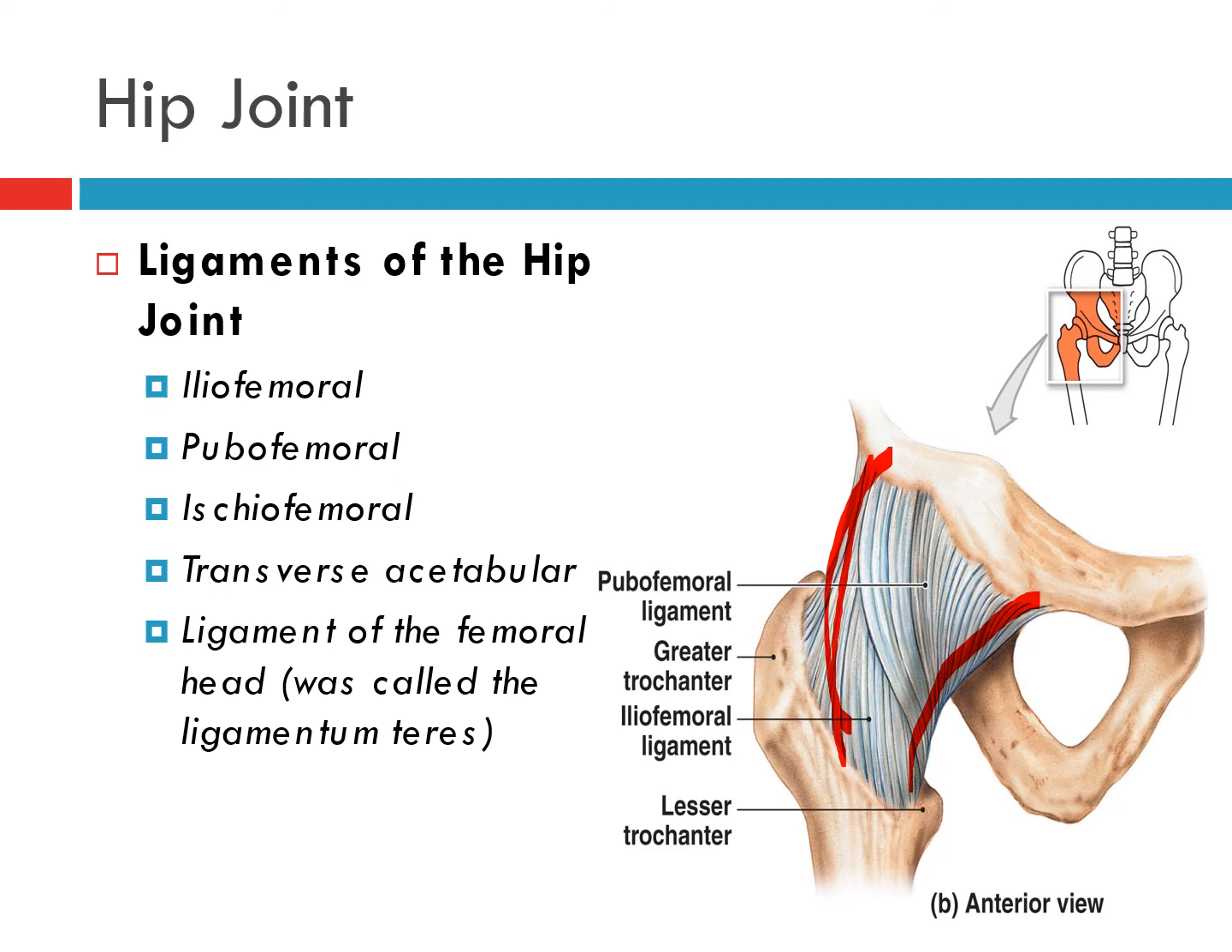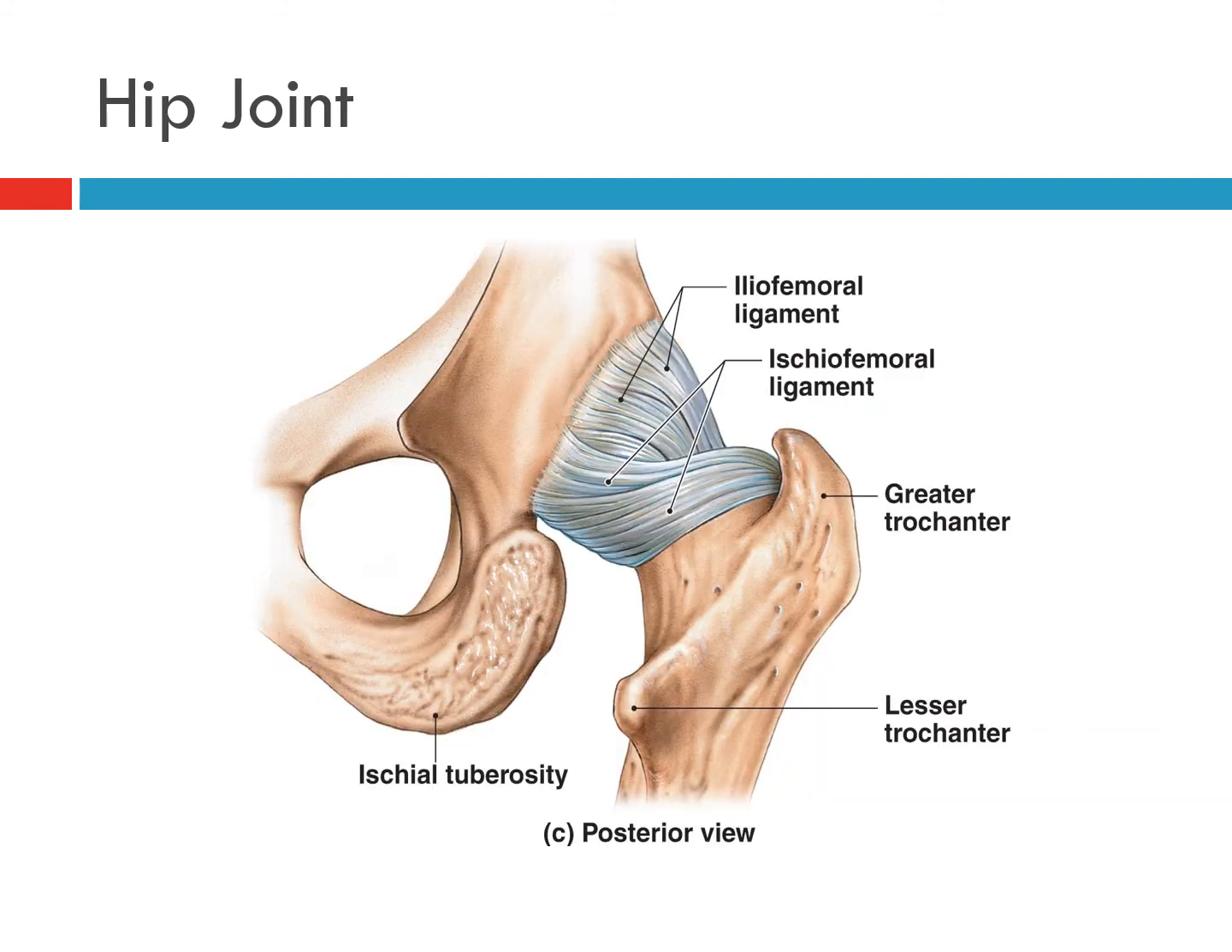The ligament of the femoral head is the one that we just discussed in the last slide, which is connecting the femoral head at the fovea and bringing it in to connect into the acetabulum. So here's the back side. This is the ischiofemoral ligament from the ischium over to the femur, the iliofemoral ligament from the ilium down to the femur, like that.